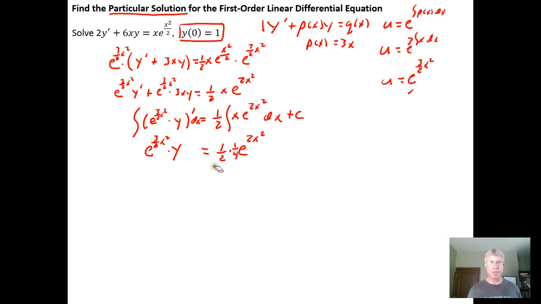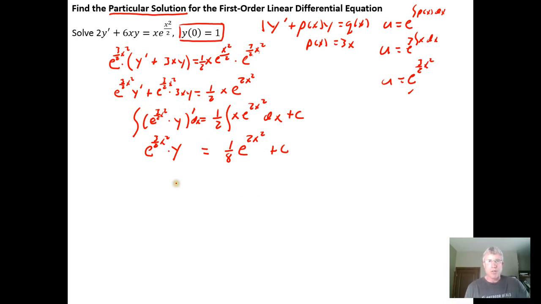So right here I'm going to write 1/8 e to the 2x squared plus my constant of integration. And again, the check on work would be to take the derivative of this and make sure you get 1/2 x e to the 2x squared back.